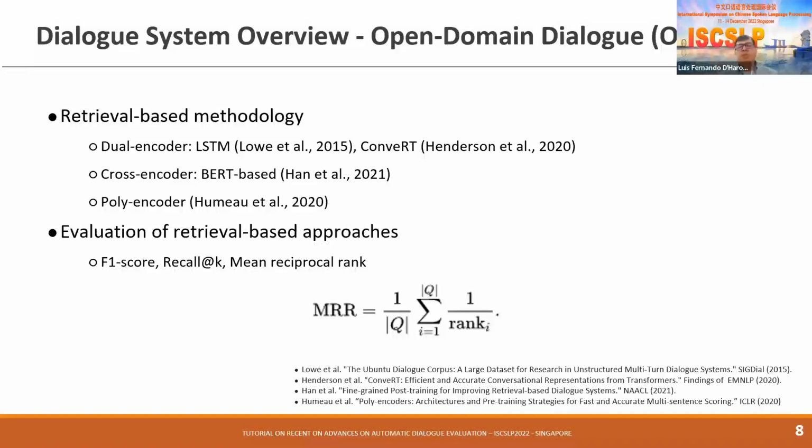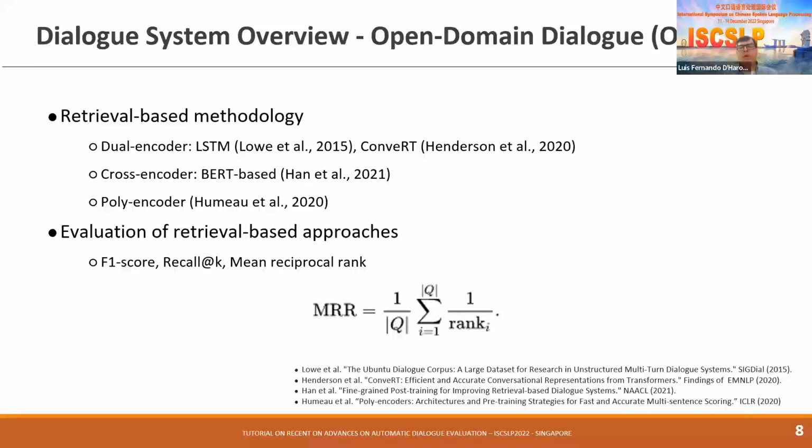So when we move into open domain dialogue systems, then we have basically systems that are based on retrieval methodologies like dual encoder LSTMs, ConveRT, BERT-based, poly-encoder. What basically you are trying to do here is to check what is the question from the user, and then you look into your whole list of dialogues or previous dialogues, and you try to find the sentence that is similar to what the user is asking, and then collect the specific answer for that sentence, for that question.